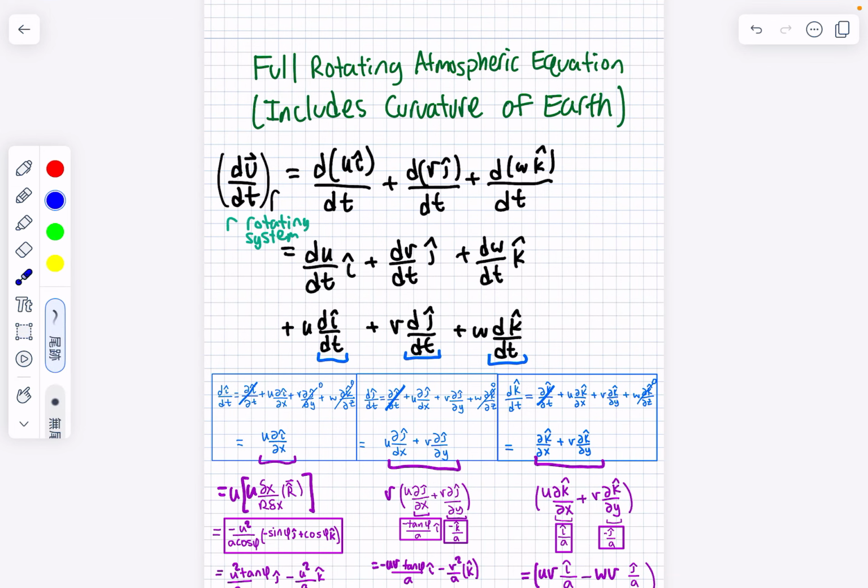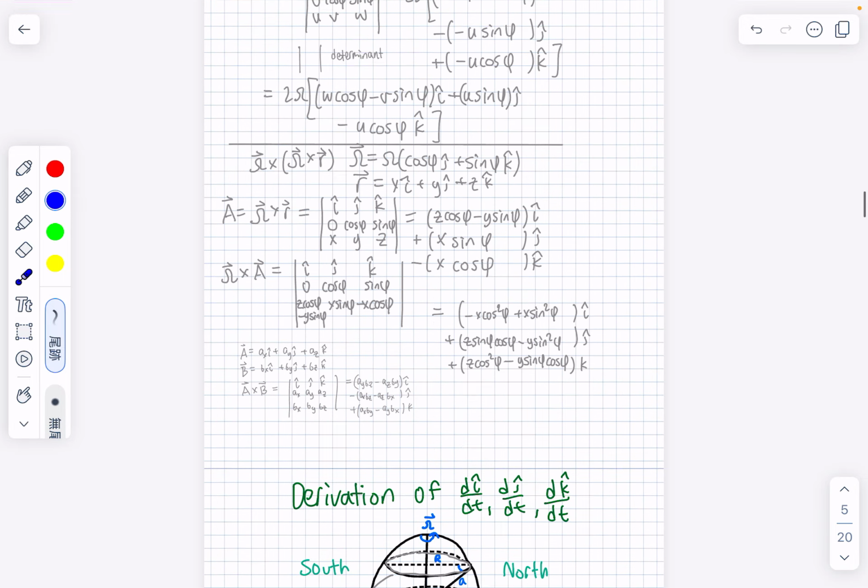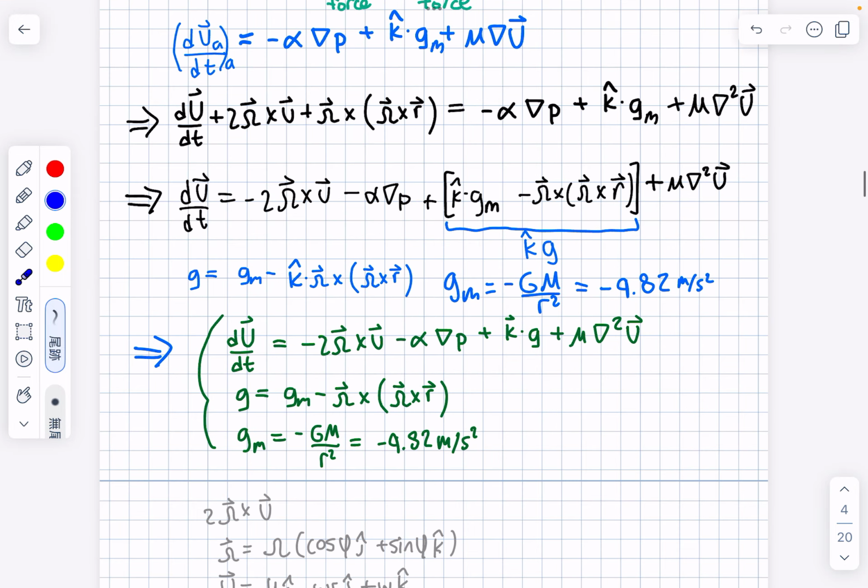Finally, we will discuss the full rotating atmospheric equation. So in the previous video on this, we discussed how once we add to Newton's law formulation of the equation that our planet body is rotating, we get this equation. So we have the velocity on the left-hand side, or the change in velocity over time. And then we have the Coriolis force, we have the pressure gradient, we have the gravitational force with centrifugal force, and then we have friction.